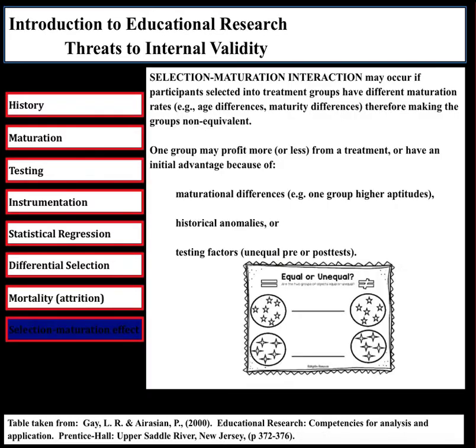And finally, we'll take a look at selection-maturation interaction. This may occur if participants selected into treatment groups have different maturational rates. It might be age differences or maturity differences, and therefore it makes the groups non-equivalent. That is a selection-maturational effect.